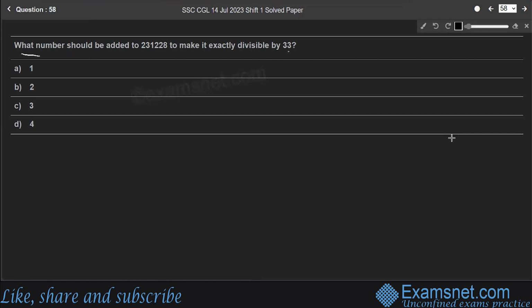Question 58. What number should be added to 2,31,228 to make it exactly divisible by 33? Right? So here it depends on the remainder when you divide the given number by 33. So let us consider the given number 2,31,228 divided by 33. So 33 into 7, we can try. So it is 231. So 0 is the remainder. So borrow 2. It is not divisible by 33. Again 2 not divisible by 33.